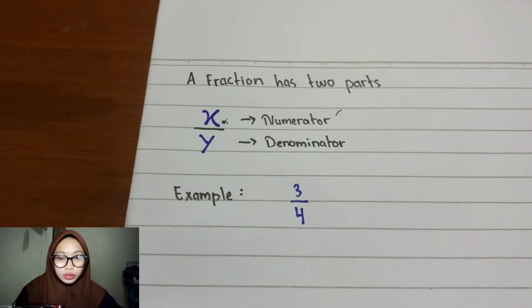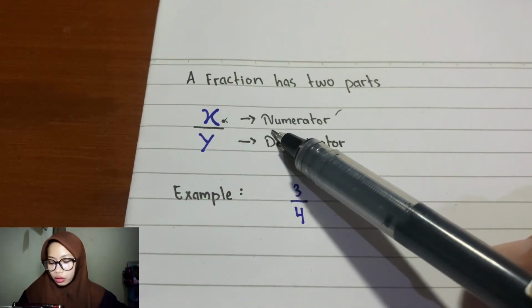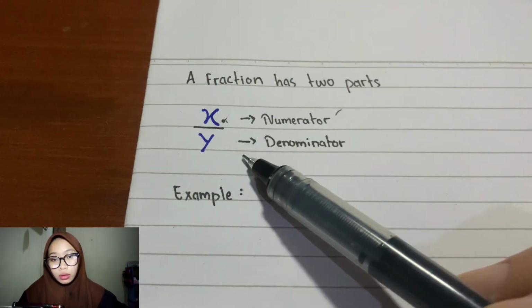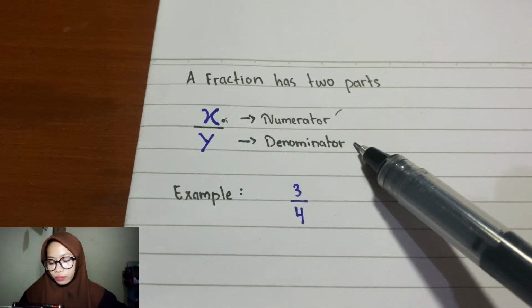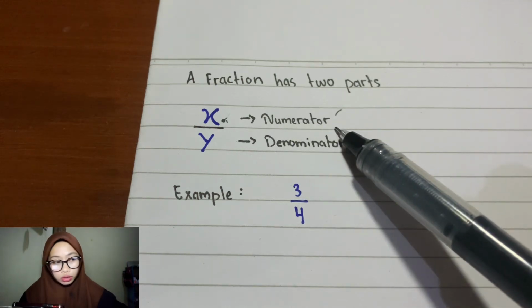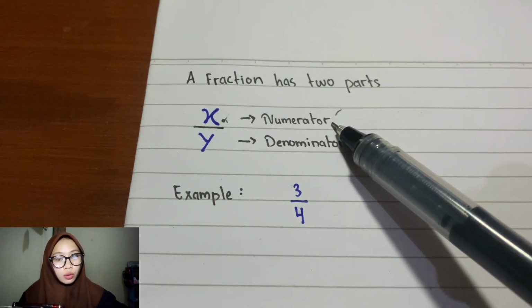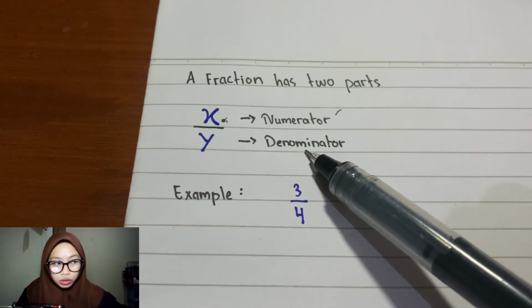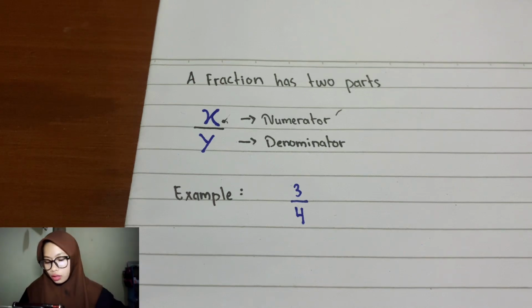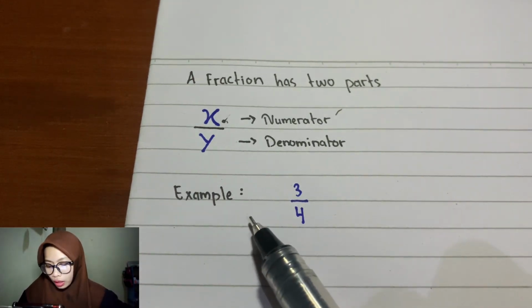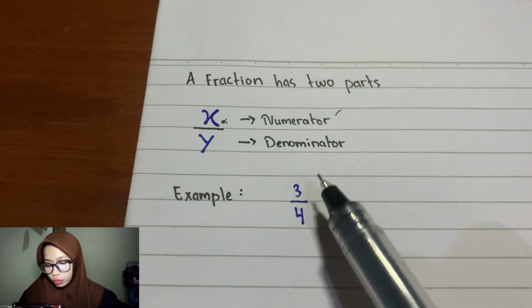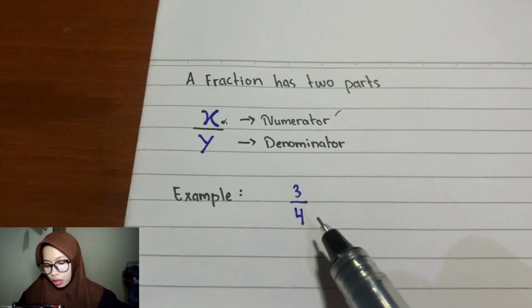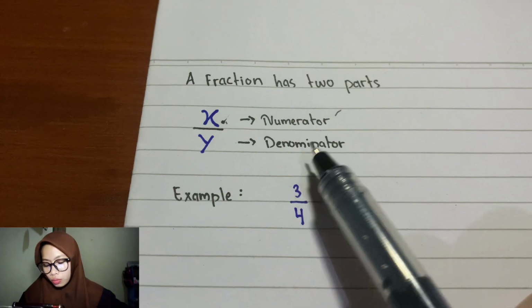Okay, we all know a fraction has two parts, right? The number on the top we call the numerator, and the number on the bottom is the denominator. The numerator tells us how many parts we have, and the denominator tells how many equal parts the whole is divided into. For example, we have 3 over 4, so 3 is the numerator and 4 is the denominator.